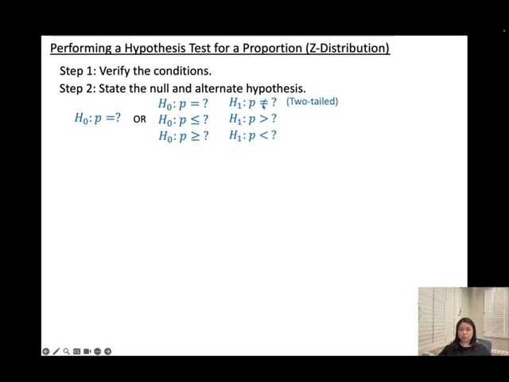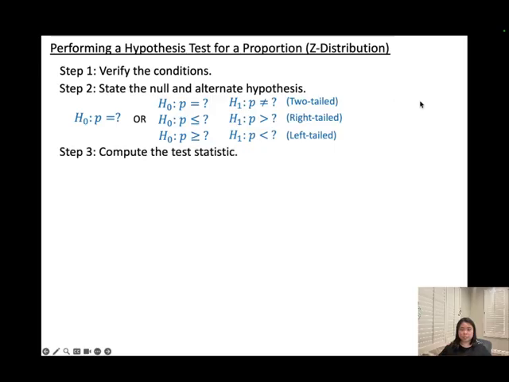When we're working with not equal to, that will be a two-tail test. Greater than will be a right-tail test. Less than will be a left-tail test. Okay, we were on this part from the previous session.